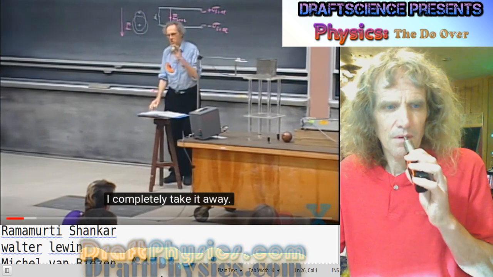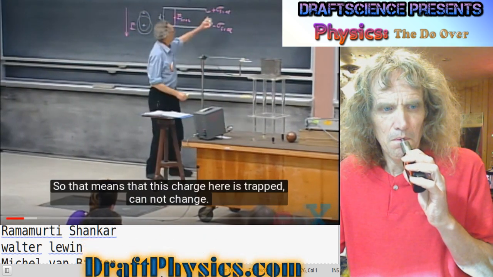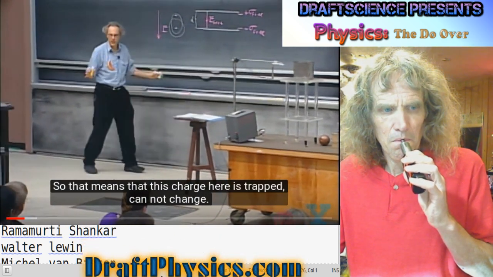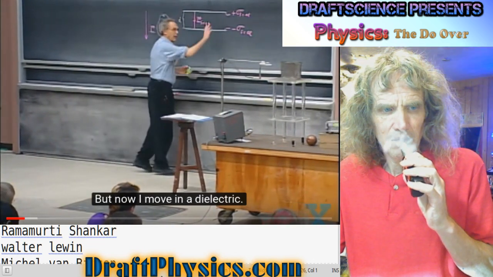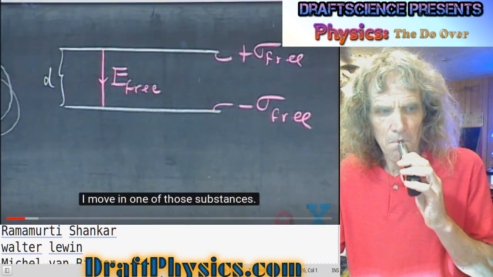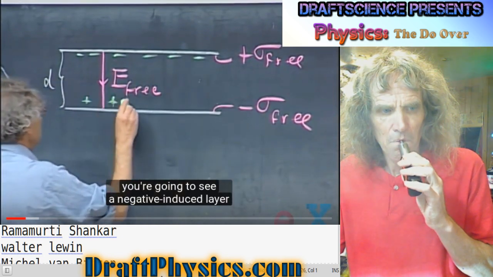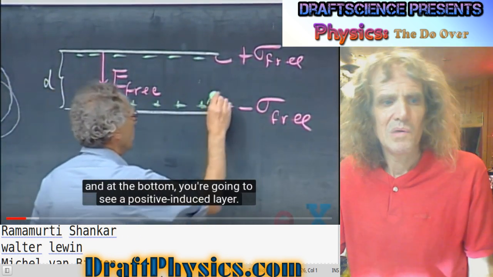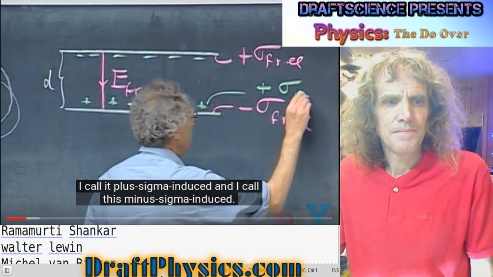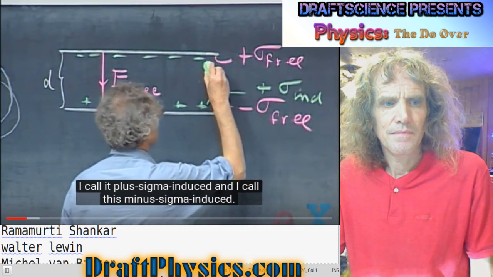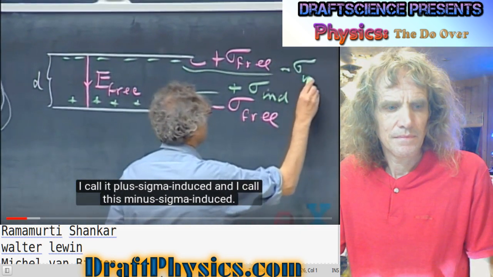Potential difference. I completely take it away. But that means this charge here is trapped, cannot change. But now I move in a dielectric. I move in one of those substances. And what you're going to see here now, at the top, you're going to see a negative induced layer, and at the bottom, you're going to see a positive induced layer. I call it plus sigma induced, and I call this minus sigma induced.